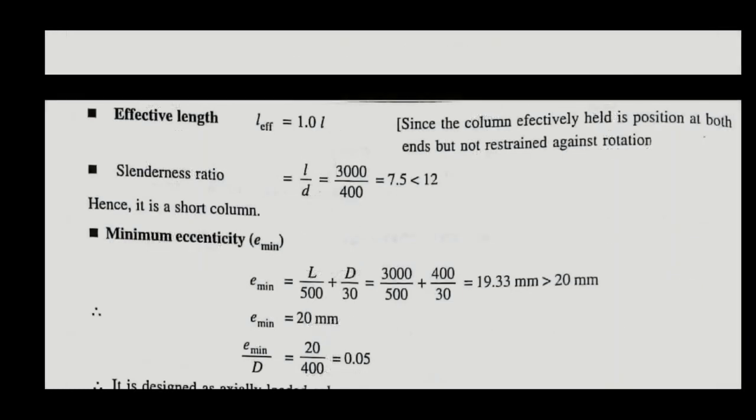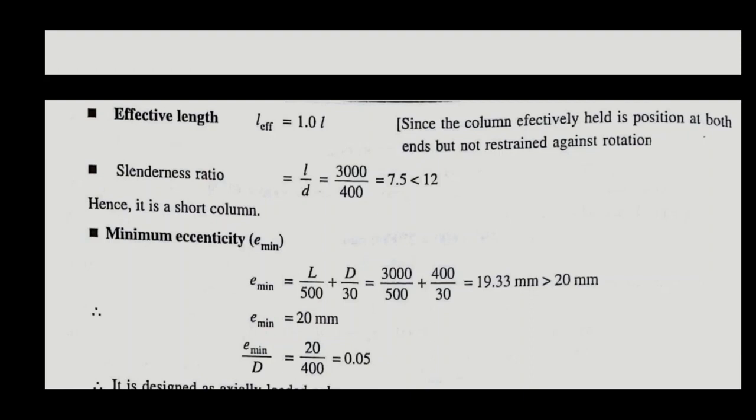So effective length is 1L. Then slenderness ratio is equal to Leff by D, and here Leff and L are the same. So 3000 by 400 is equal to 7.5, and this is less than 12. So as per IS code specification, this column will be designed as a short column.